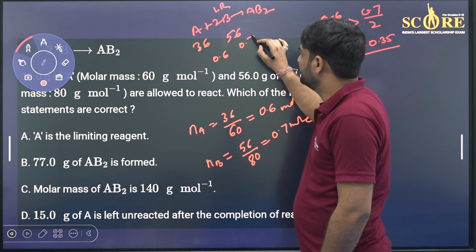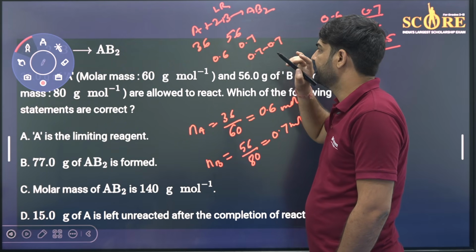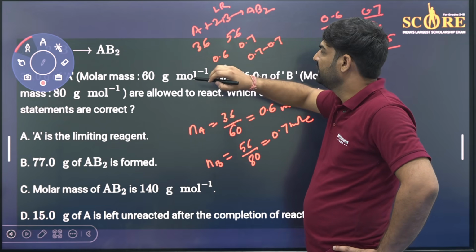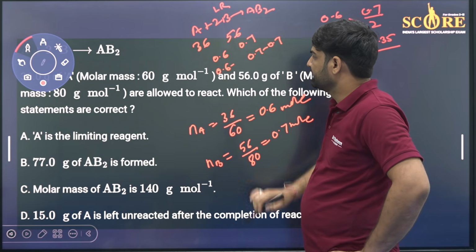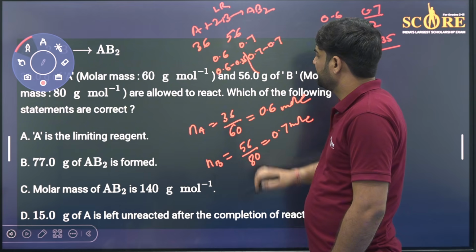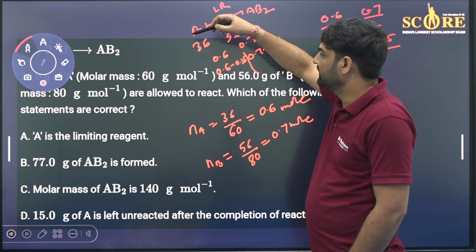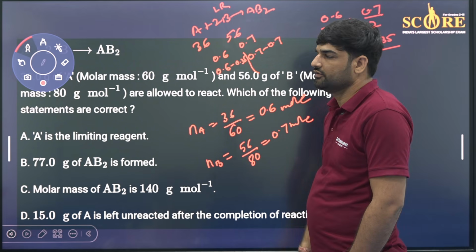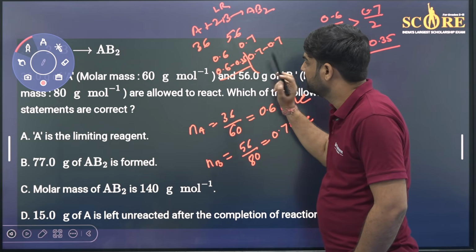So this is 0.6, 0.7. So 0.7 minus 0.7, that is, B has completely reacted. When 2 moles of B react, A will be 1. So this will be 0.6 minus 0.35. I think you understood. When it reacts with 2, this will be 1. When it reacts with 1, this will be half, then 0.7, then this will be 0.35. Now this will be the remaining moles of A.